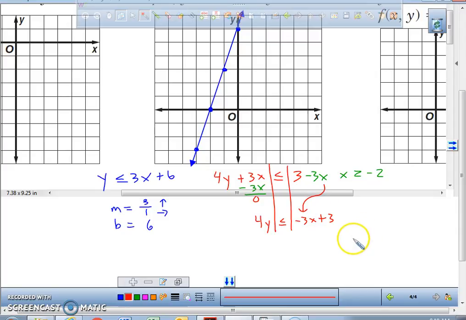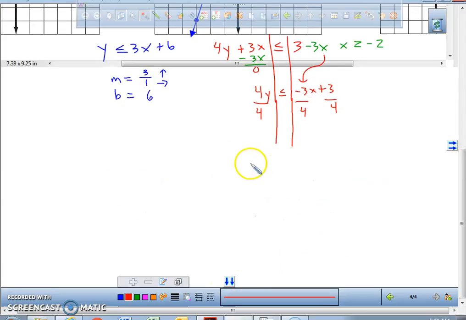Notice I just brought the negative 3x down. The only reason I put a couple of lines here is to make sure everybody's aware whenever you move a number across the inequality sign, it becomes the opposite of what it is. You don't have to do this. I just do it when I'm teaching you all. So, what's the final step? Very good. Divide everything by 4. And it's not a really pretty equation. It's y is less than or equal to negative 3/4 x plus 3/4.